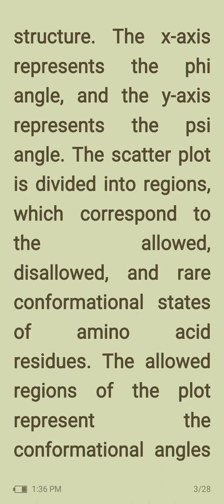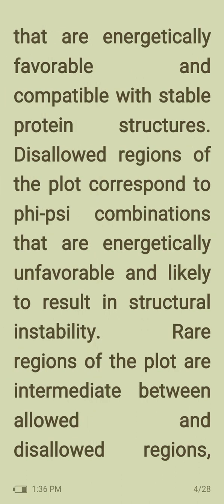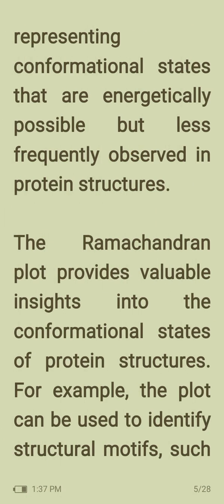The allowed regions of the plot represent the conformational angles that are energetically favorable and compatible with stable protein structures. Disallowed regions of the plot correspond to phi-psi combinations that are energetically unfavorable and likely to result in structural instability. Rare regions of the plot are intermediate between allowed and disallowed regions, representing conformational states that are energetically possible but less frequently observed in protein structures.